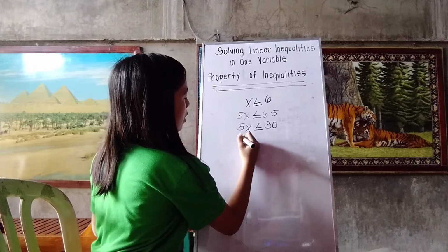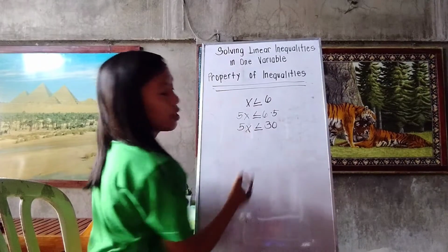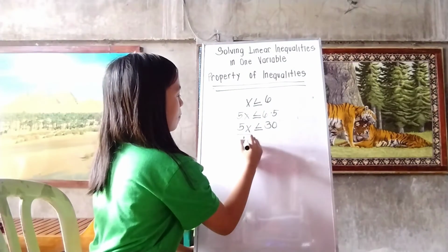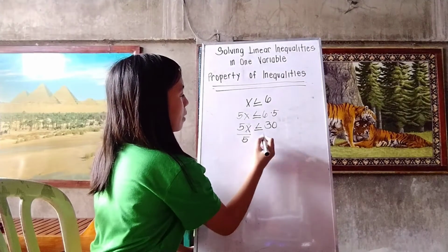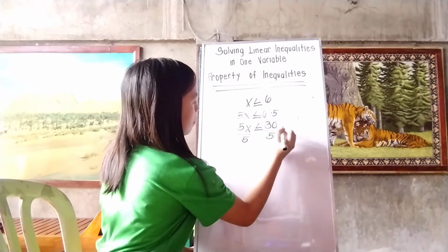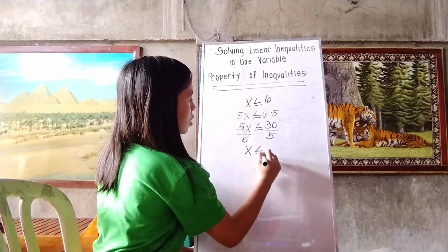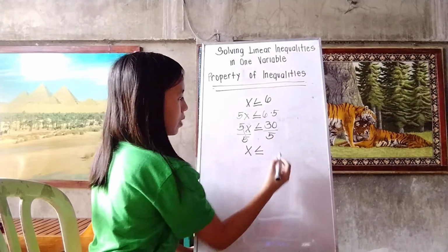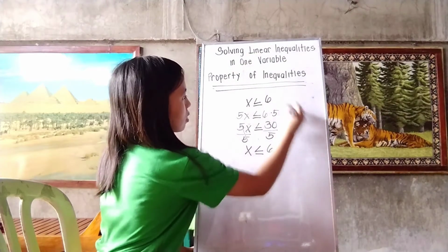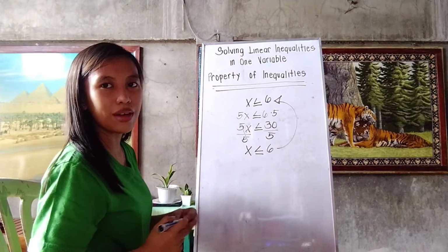Let's divide both sides by 5, so that the 5 cancels and we are left with x. X is less than or equal to 30 divided by 5, which is equal to 6. That's it. And this is the multiplication property of inequality.